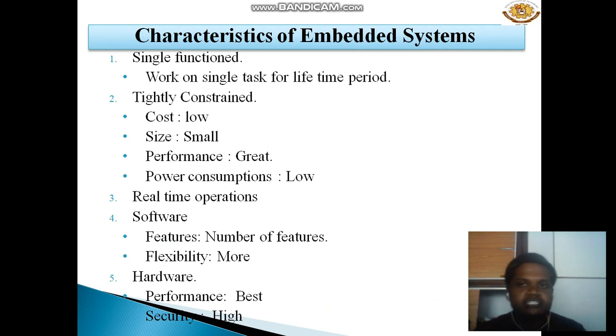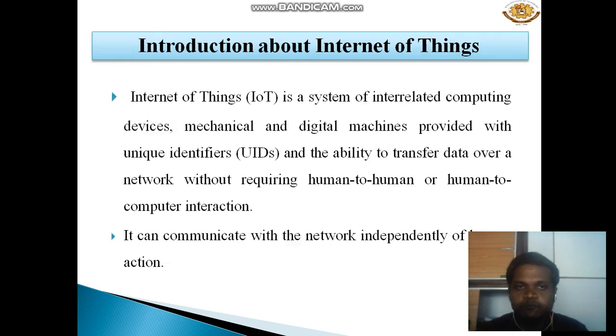So what are the characteristics of an embedded system? It's single function, tightly constrained, with real-time operations. That means it works in a real-time environment. The software will have a number of features and flexibility is more. The hardware is one of the important parameters. The performance will also be high, and the security also high. So these are all the characteristics of an embedded system.